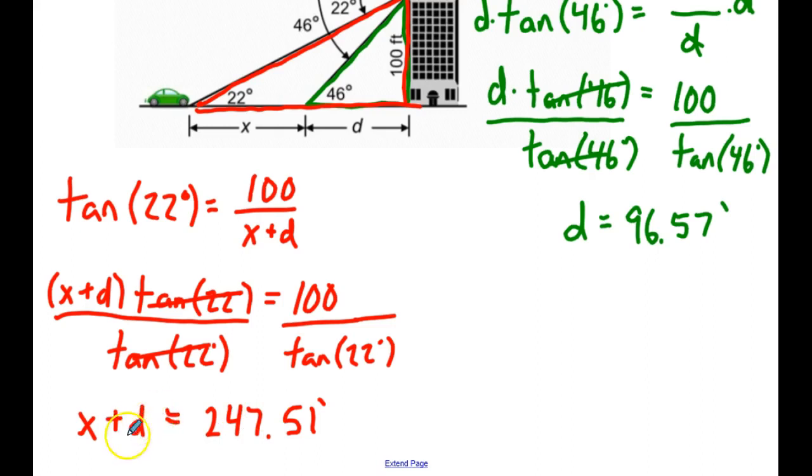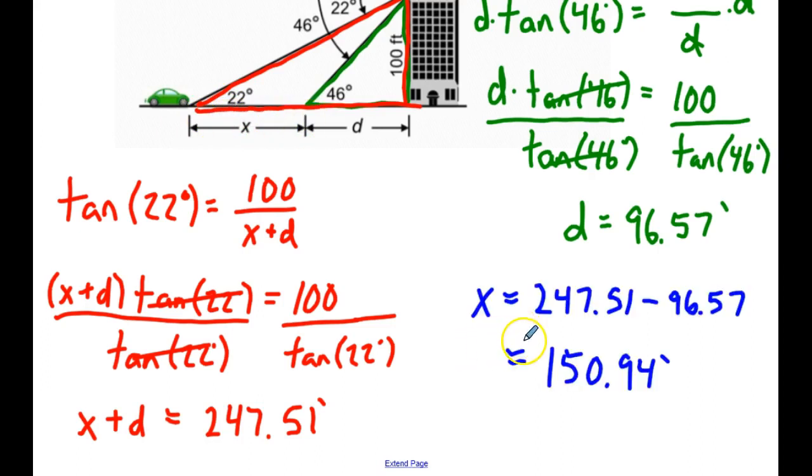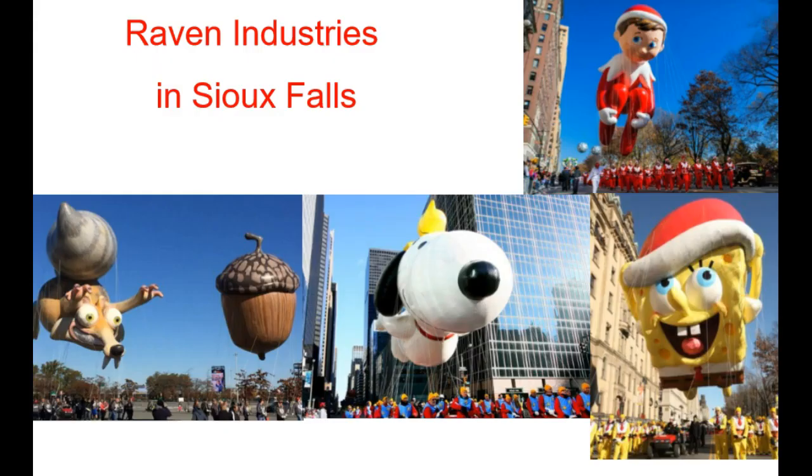Now we just need to take the distance we know for D from the previous part, which is 96.57, and subtract that from the other side to isolate for x, because that's the distance we're looking for in this problem, the distance the car traveled between those two observations. So that distance ends up being approximately 150.94 feet.